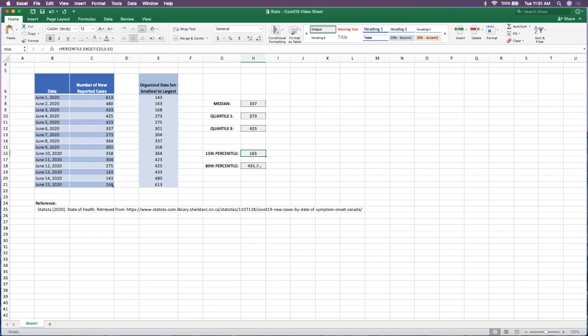Here you can see that the 15th percentile is 165. This means that 15% of the data is below this number and 85% of the data is above it. And here, the 80th percentile is 431.4. This means that 80% of the data is below this number and 20% is higher.